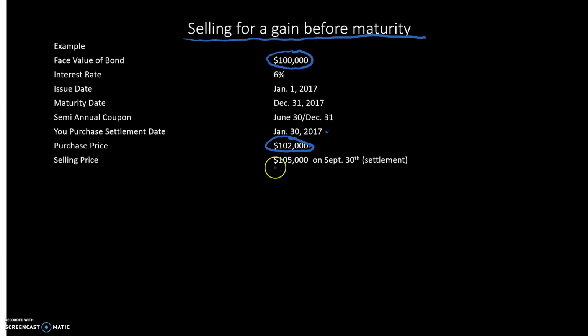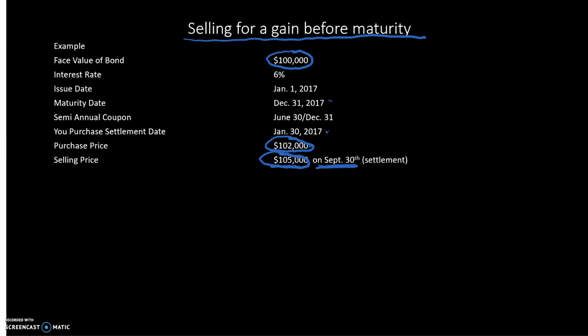Now here, the selling price, we're not going to hold this all the way to maturity. We're not going to hold this to December 31st, 2017. We're going to sell this early, on September 30th. Now, in order for this bond to go up and sell for $105,000, something must have happened.